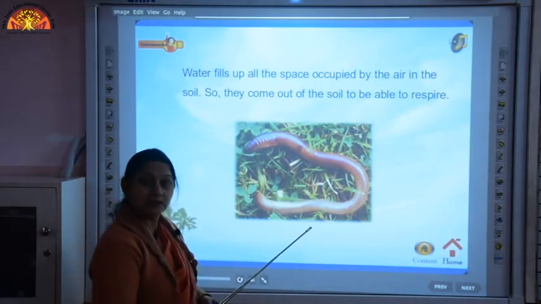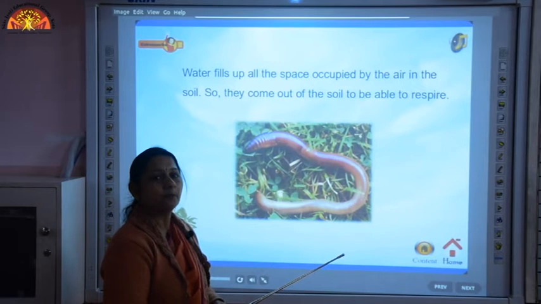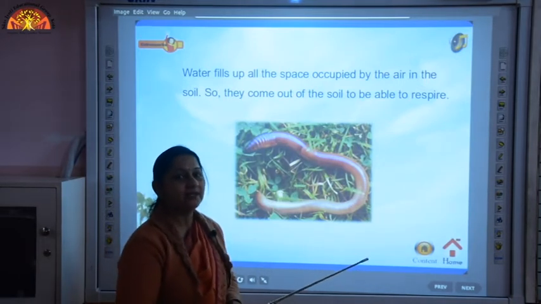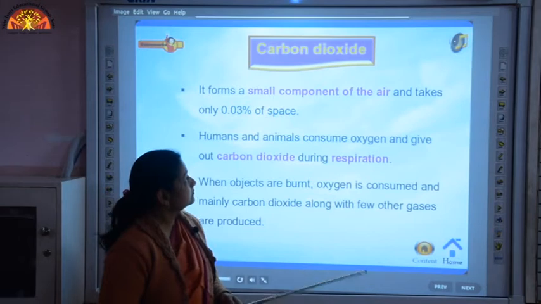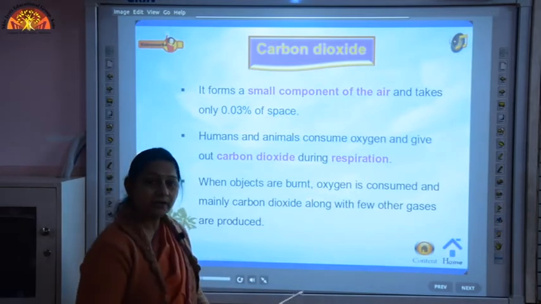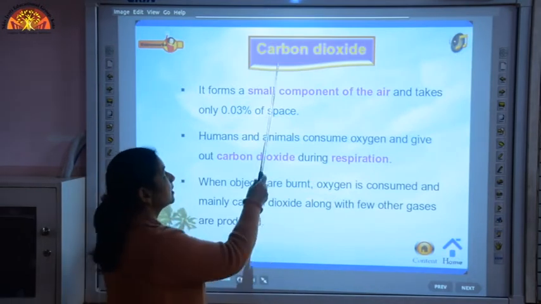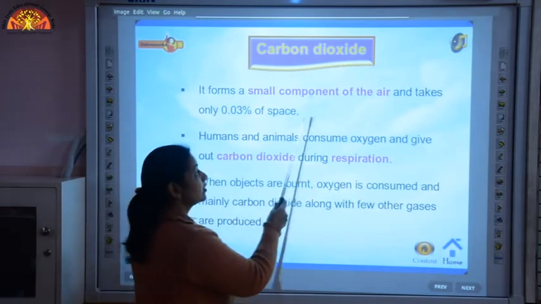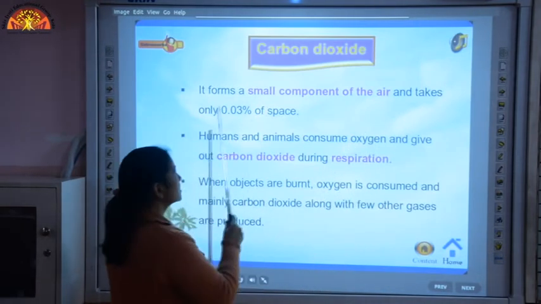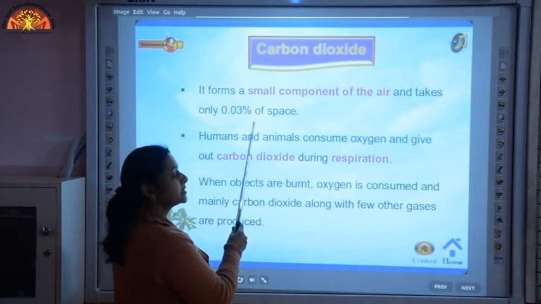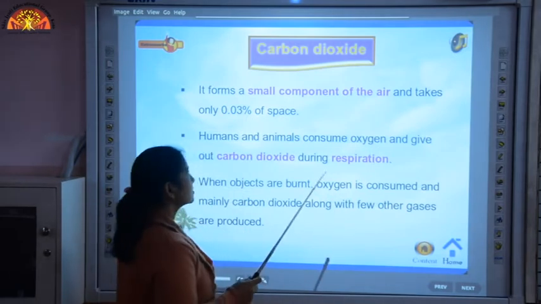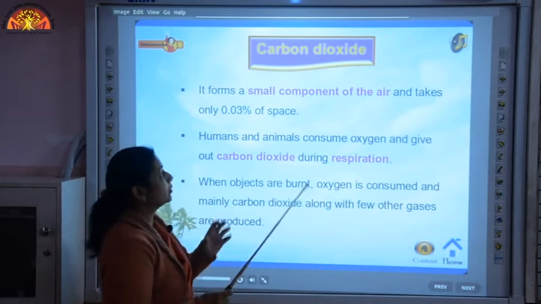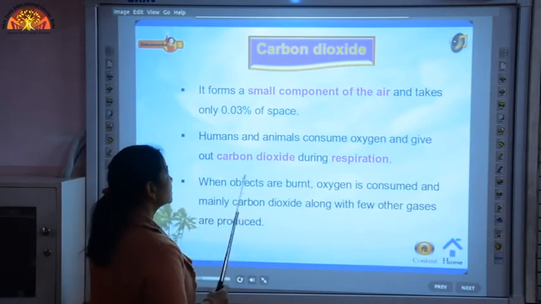So, this is the reason why you see the earthworms out of the soil only during rainy season. Now, the other component of the air is carbon dioxide, and this is a very small component of the air and takes only 0.03% of space. So, you can see only a small amount of air is occupied by carbon dioxide.